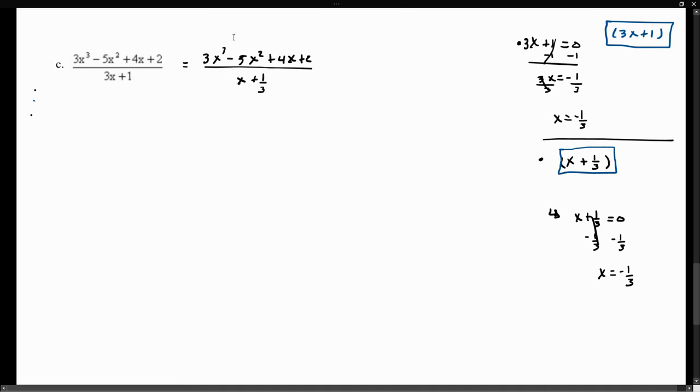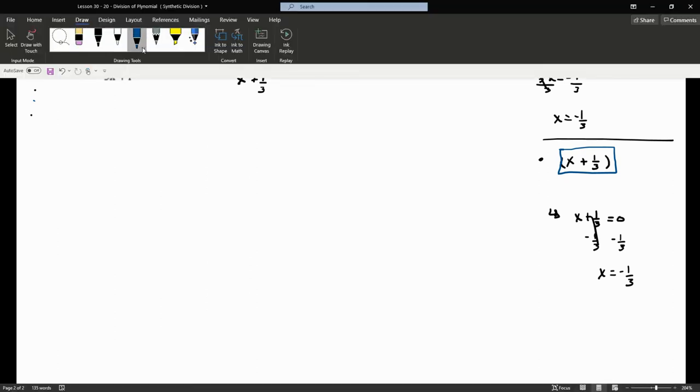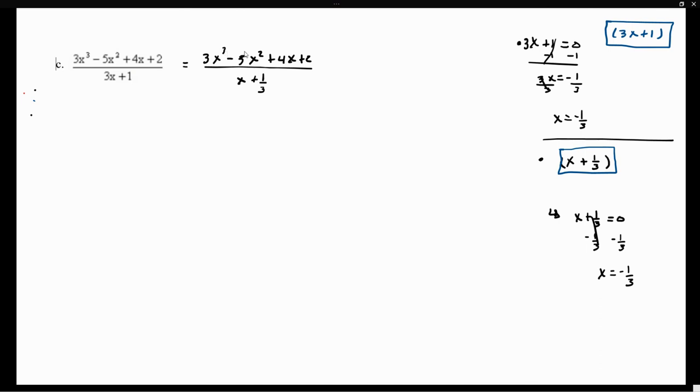And now that we have it in this form, let's actually perform the division. So let's get those coefficients. First, are they all in order? To the third, to the second, to the first, to the 0. So everything's in order. So we're going to get 3, followed by a minus 5, followed by a 4, followed by a 2. And now what's going to be my k? Well, my k here is just going to be minus 1/3.